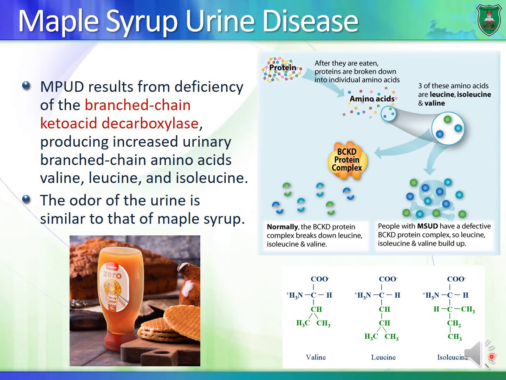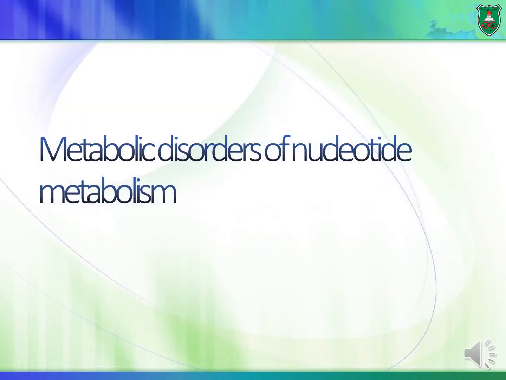So these amino acids tend to accumulate in blood and urine as well, and they give urine an odor that is similar to that of maple syrup, and that's why they call it maple syrup urine disease. Maple syrup is a syrup that we use when we eat for breakfast waffles or pancakes. Now, all of the previous diseases are autosomal recessive diseases, so you need to pay attention to that.